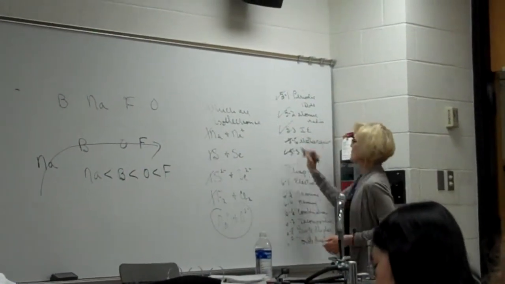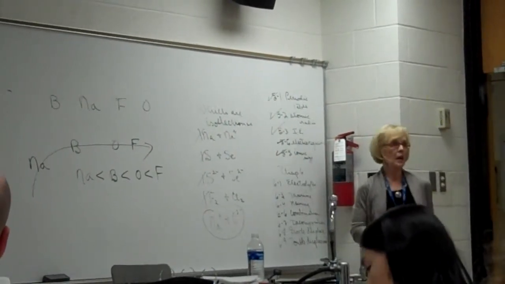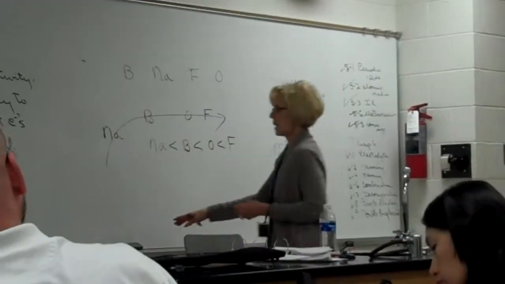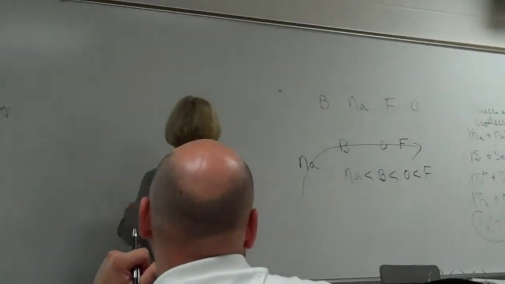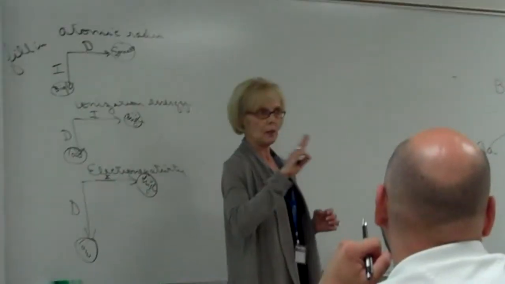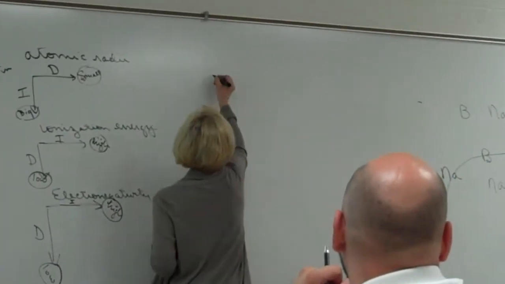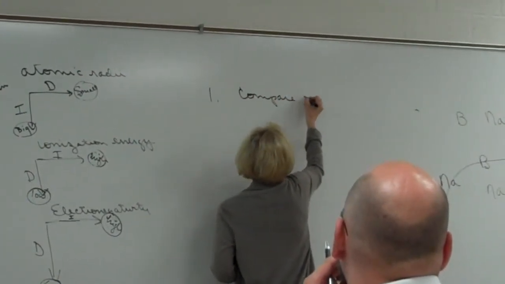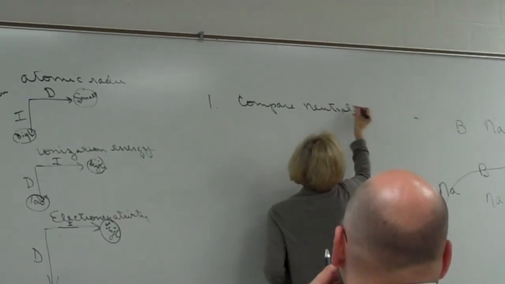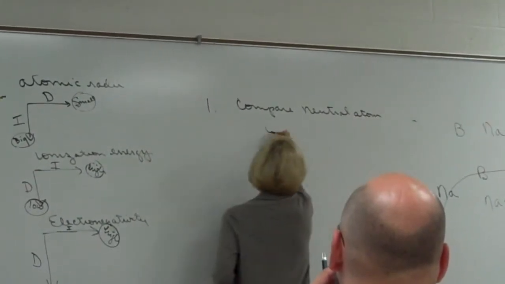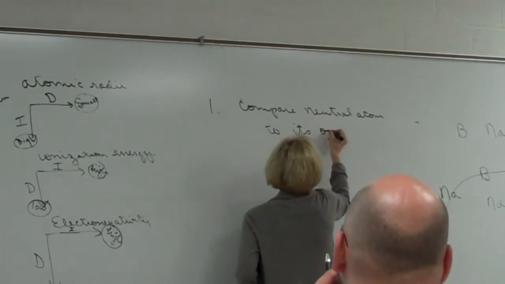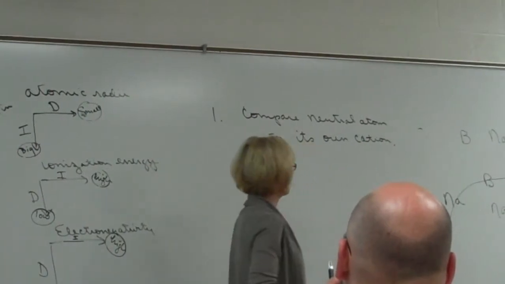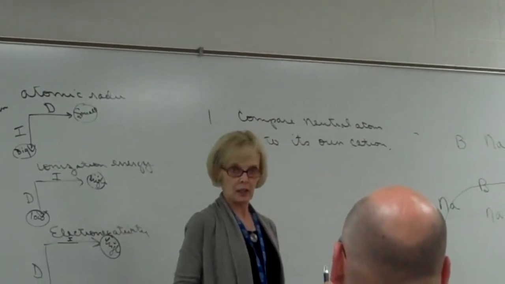Now let's take a look at this very last section: ionic size, and there is no arrow system really for ionic size. I'm going to break it down into 3 parts to make it simpler for you. So here is part 1. We are going to compare a neutral atom to its own cation.